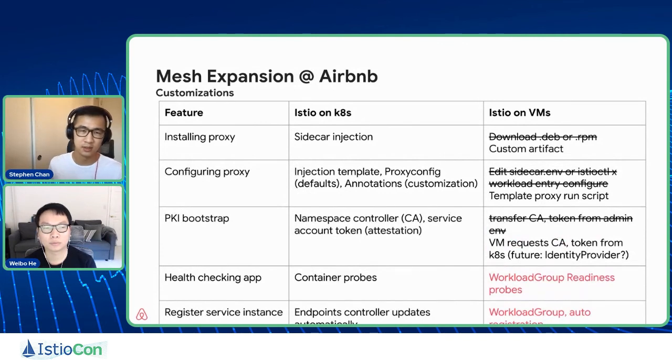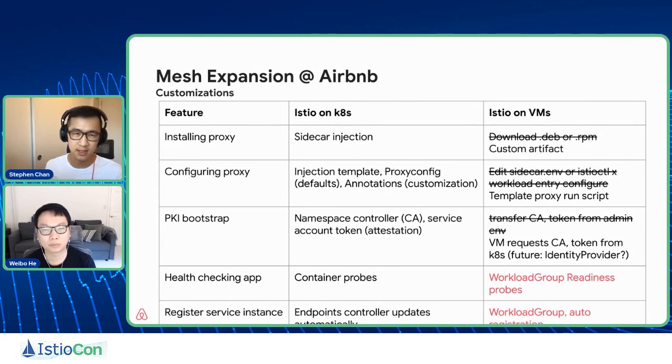Now that we've covered the evolution of VM support in upstream Istio, let's do a quick rundown of how we provide each of these pieces of functionality at Airbnb. For installing the proxy, Istio provides Debian and RPM packages. We want to use the same custom Envoy filters that we use in Kubernetes, so we can't directly use those packages. Instead, we bundle up our custom Envoy, pilot agent binaries, and a few other files into a custom artifact.